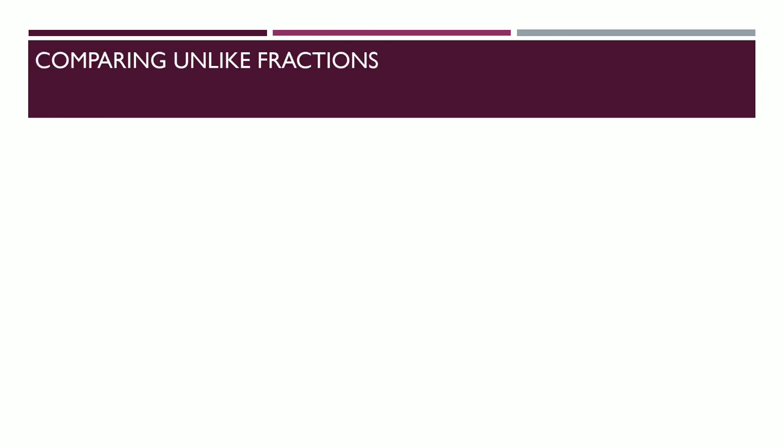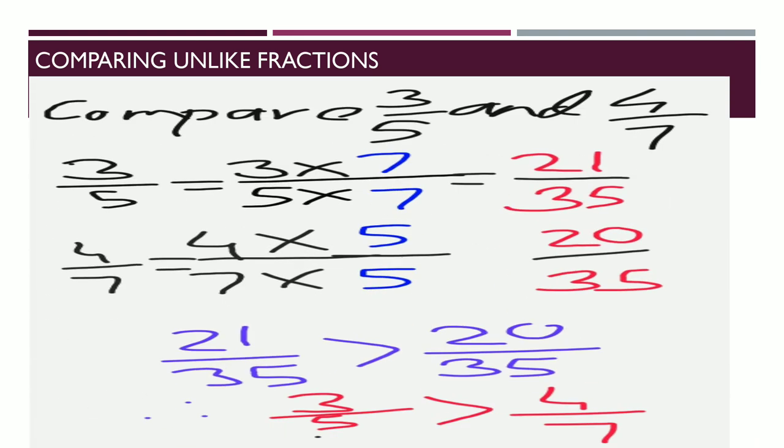How to compare unlike fractions? For comparing unlike fractions, we took an example: 3 upon 5 and 4 upon 7. The denominator is not the same. So we find a common multiple of both fractions' denominators. The first fraction's denominator is 5 and the second fraction's denominator is 7. So the common multiple of 5 and 7 is 35.